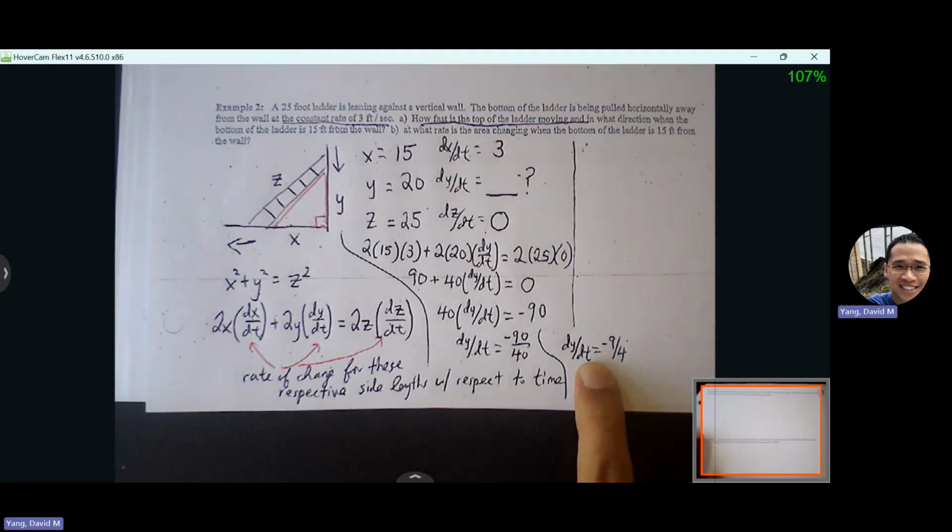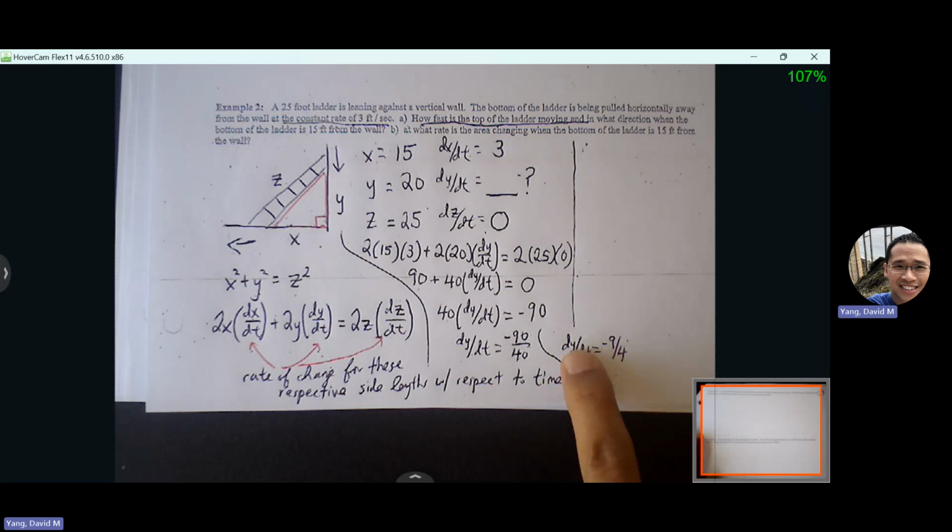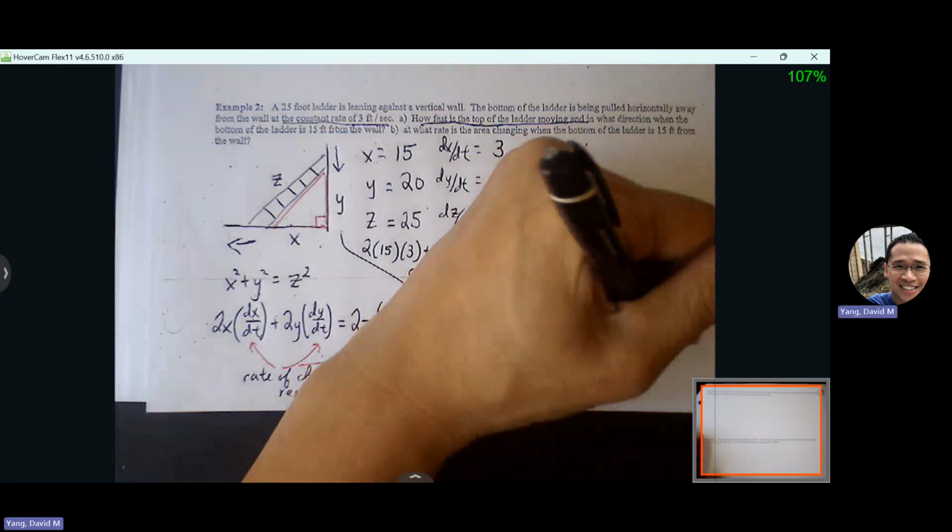So I reduced the negative 90 over 40, and we're getting the negative number that we were expecting. Okay, and then our units of measure: y is in terms of feet, time is in terms of seconds. So we just put those two units over each other.